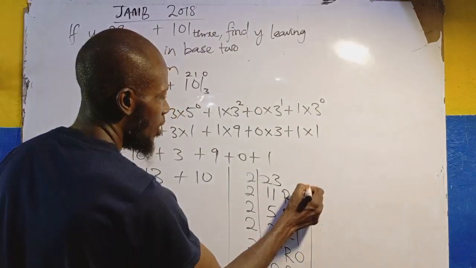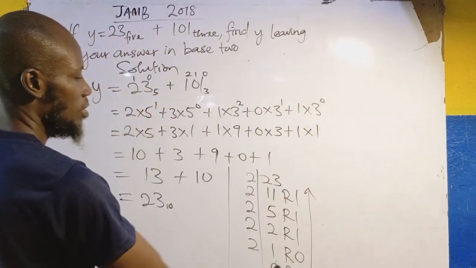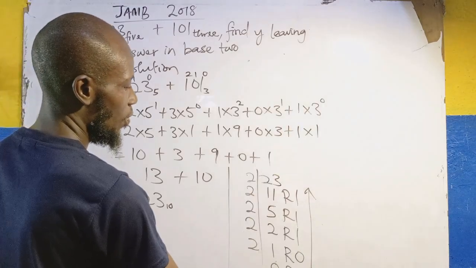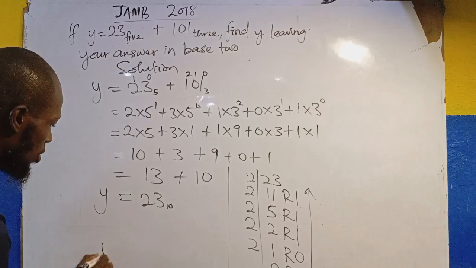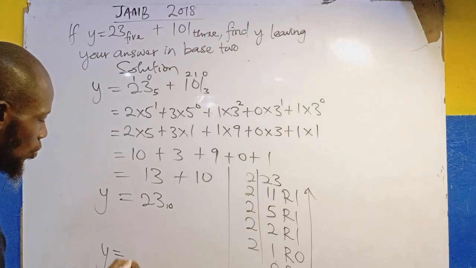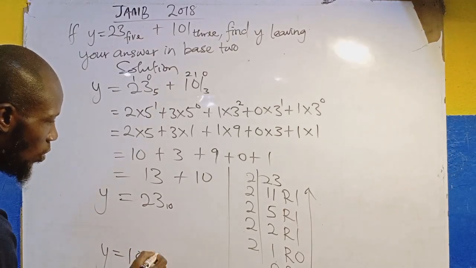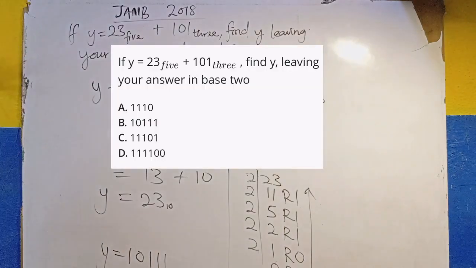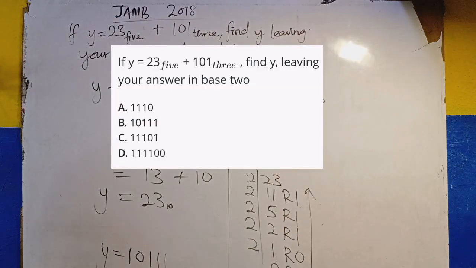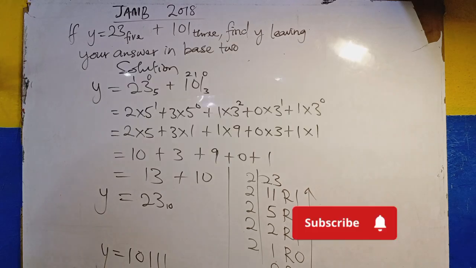So now we are going to take the remainders as the answer, from down up. So the answer to this is going to be y is equal to 1, 0, 1, 1, 1 in base 2. So this is the solution to the question.